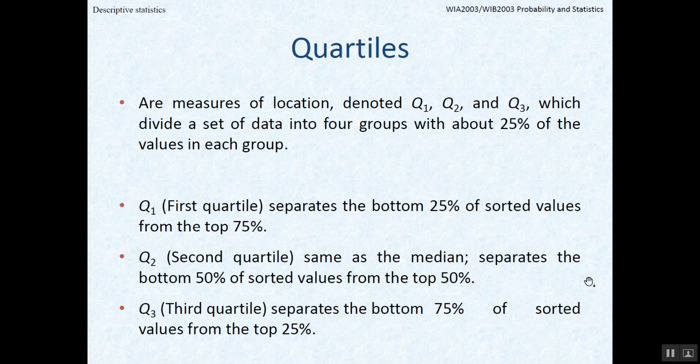All right, so quartiles, like I mentioned earlier, divide the data into 4. Here are some of the things you need to know. The first quartile is 25% of the sorted values, from lowest to highest. The second quartile is 50%, which separates the bottom 50% of the sorted values from the top 50%. And Q3 separates the bottom 75% of the sorted values from the top 25%.